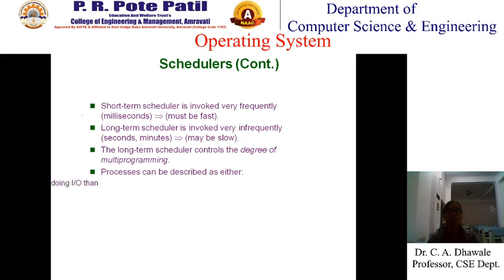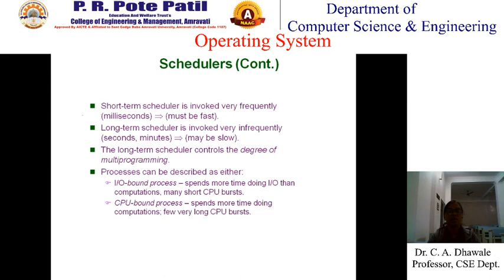A process can be described as either an I/O bound process or a CPU bound process. Now what is meant by the I/O bound process? I/O bound process means the process which has been bound to the I/O devices for a long time. That is, it spends more time doing I/O operation.